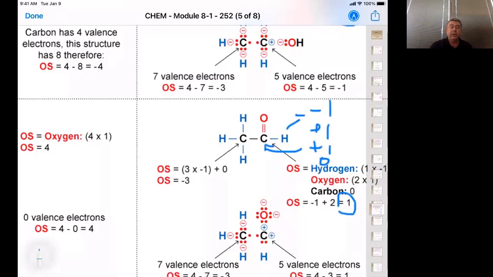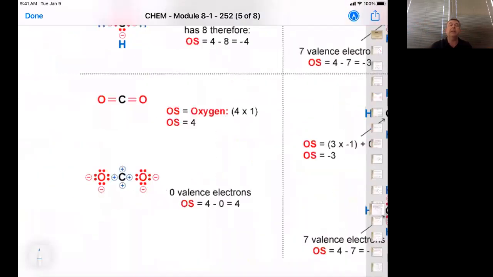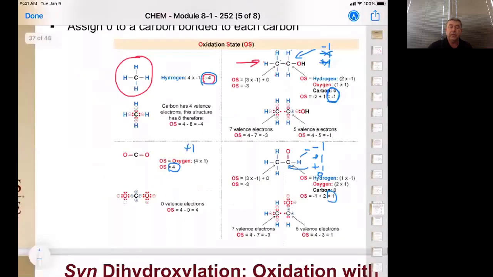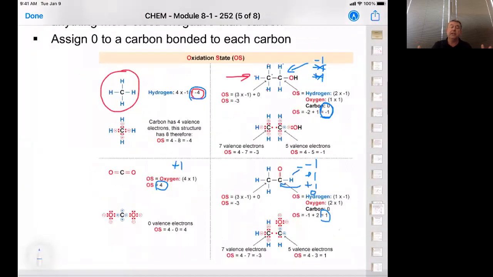Okay, well, we can go to 4 bonds to oxygen in something like CO2. In the case of CO2, each oxygen gets a +1 for each bond, giving us a net oxidation state of +4. So our range available to us in organic chemistry is an oxidation state of -4 to an oxidation state of +4.